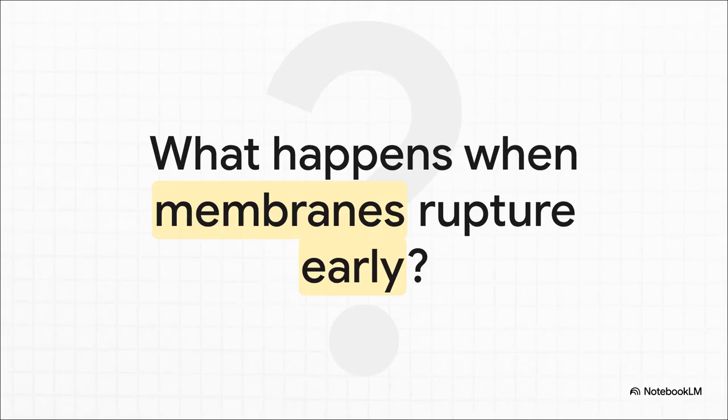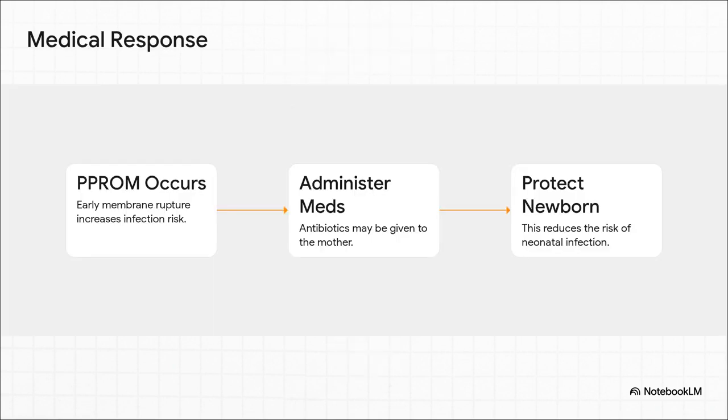So that brings up a really important question, right? If that protective barrier breaks too early, what's the game plan? How do medical teams get in there and manage that suddenly huge risk of infection? Well, the response is actually pretty logical. Once PPROM happens, that risk of infection skyrockets. So to fight back, antibiotics are often given to the mother. And the main goal here isn't just about treatment, it's about prevention. It's about protecting the baby from getting an infection after they're born.